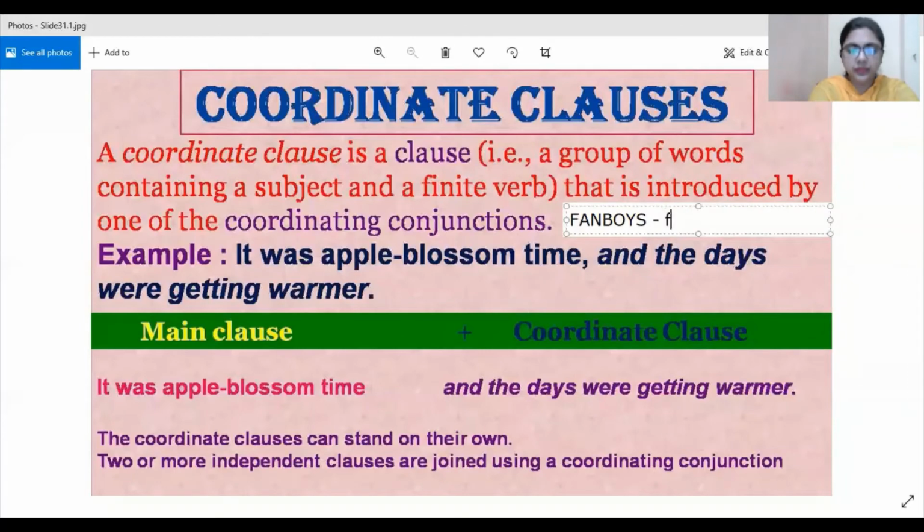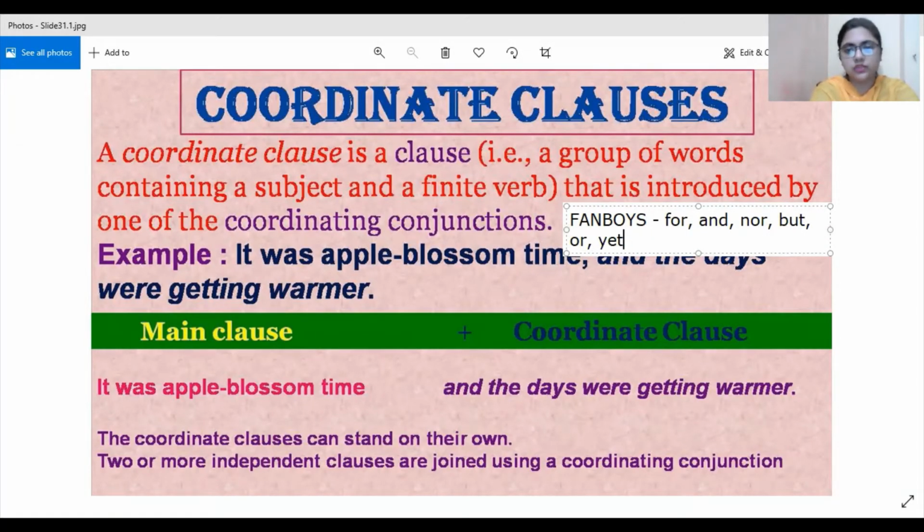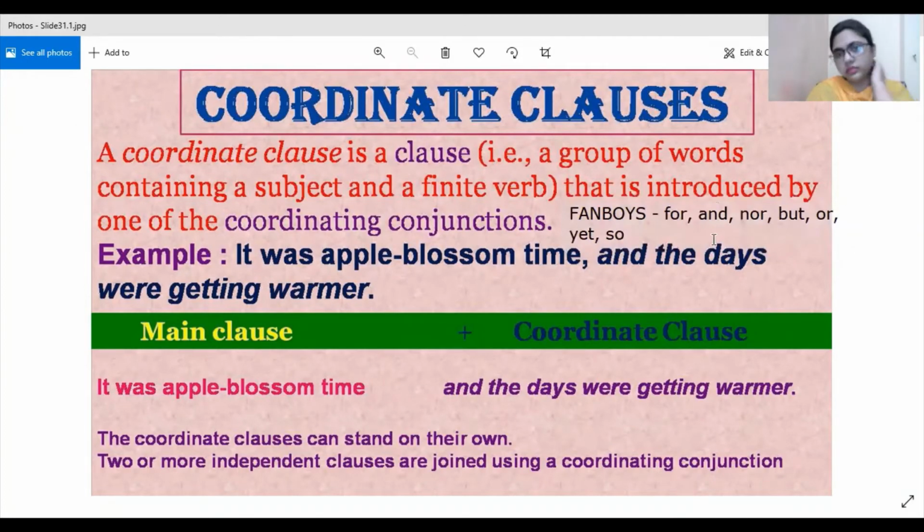And what are they? For, and, nor, but, or, yet, and so. All right, so I have written this down over here so that in case you have forgotten, you can refer. So these are your coordinating conjunctions. Only seven you have to remember. So they are always introduced by any one of these seven conjunctions.